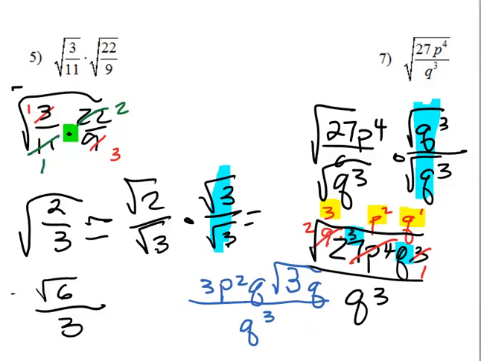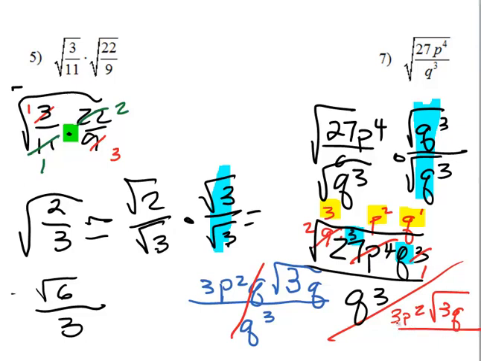So I can do a little more simplifying here. Let's see. Those will cancel, and my final answer is 3p squared times the square root of 3q over q to the 2nd. You can see what I'm saying. Now, 2 more and we're done.